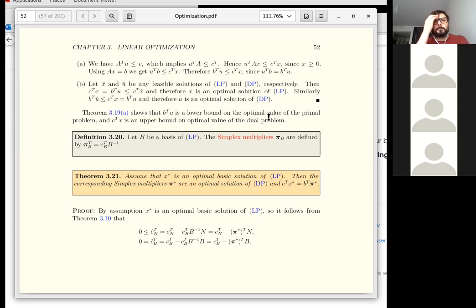Now, on the other hand, if we have feasible solutions such that C transpose X equals B transpose U, then obviously all the solutions of the primal must be larger than or equal to this, because we know that B transpose U is always smaller than C transpose X for any X. And similarly the other way around.